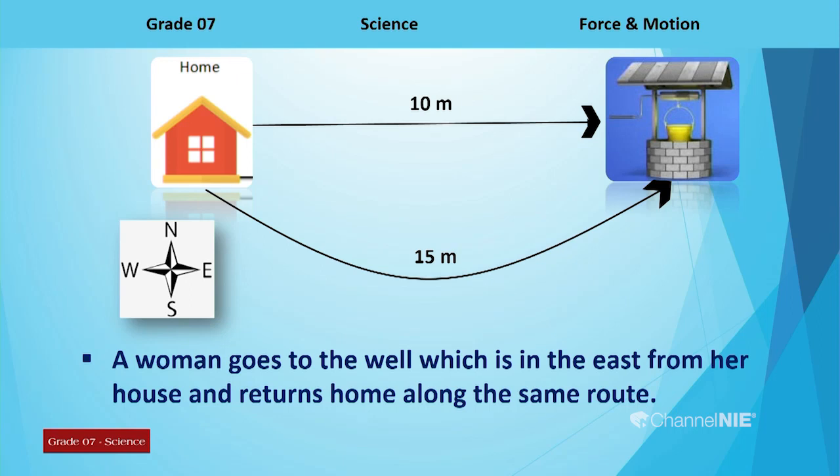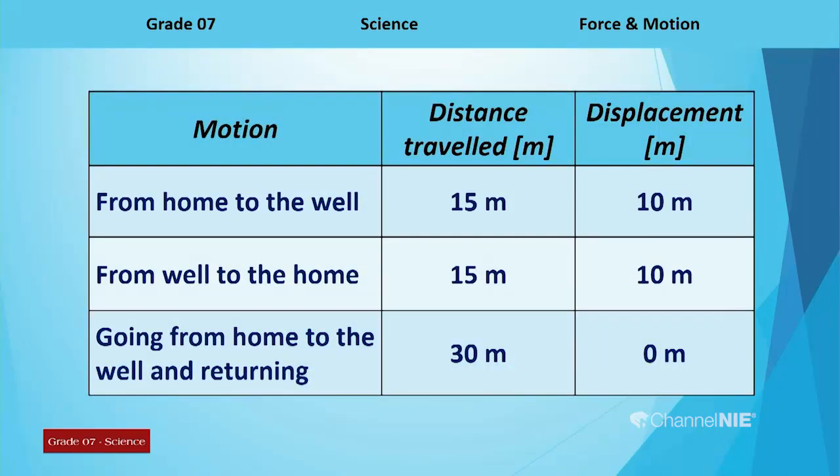So by looking at this example, we can summarize the motion of the woman in this way. From home to the well, the length of the path is 15 meters, and the displacement is 10 meters. From the well to the home, she is returning home. Distance travelled is 15 meters and the displacement is constant. It does not change, that is 10 meters. Going from home to the well and returning, for the whole motion of the woman, the distance travelled is 15 meters plus 15 meters. You have to add both, then it becomes 30 meters and the displacement has become 0.